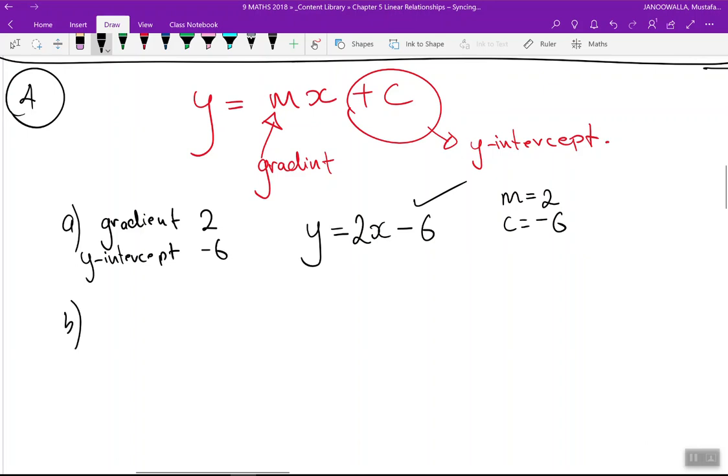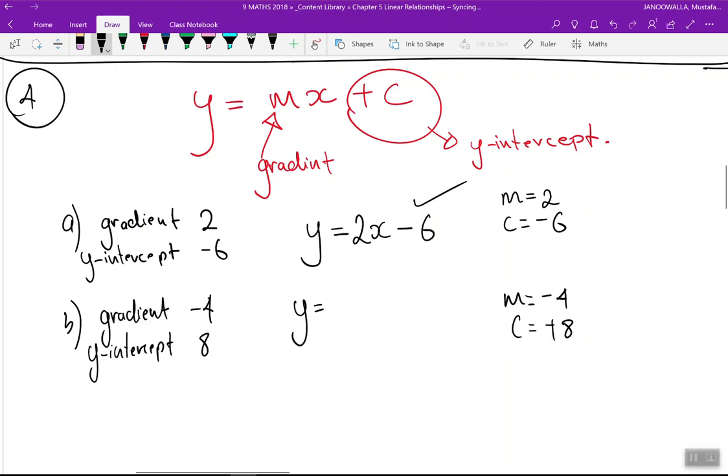Part B says you have a negative gradient of 4. So gradient is negative 4. Y-intercept is 8. So when I'm writing this equation, you know your m is going to be negative 4 and your y-intercept is going to be positive 8. So your equation is going to be y equals negative 4x plus 8, and that's your equation. All you need to do is substitute. Okay?